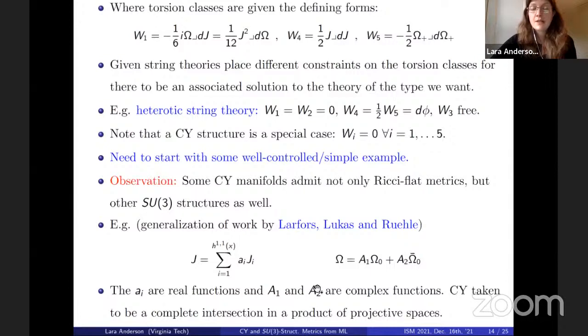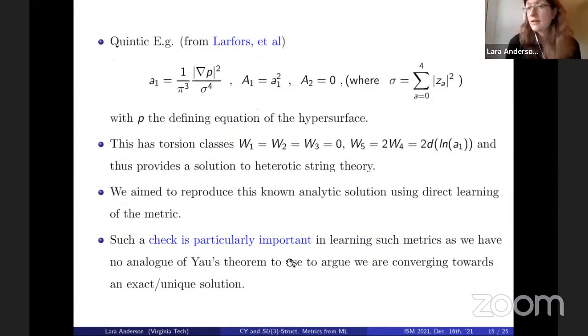The explicit example that we took in our paper was a generalization of an analytic solution by Larfors, Lukas, and Ruehle, where effectively you're taking the natural holomorphic three-forms from a Calabi-Yau and combining them with complex coefficients in a way that breaks the chirality of the underlying solution. So we took an explicit solution known for an SU(3) structure, and we asked, can a neural network find that solution using a similar direct learning of the metric?